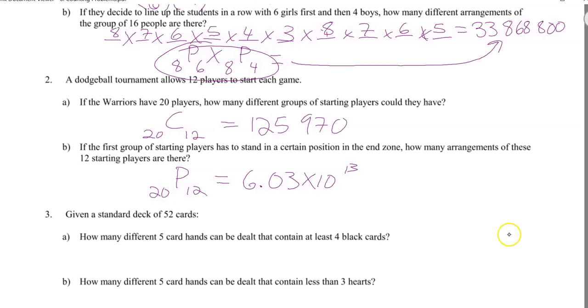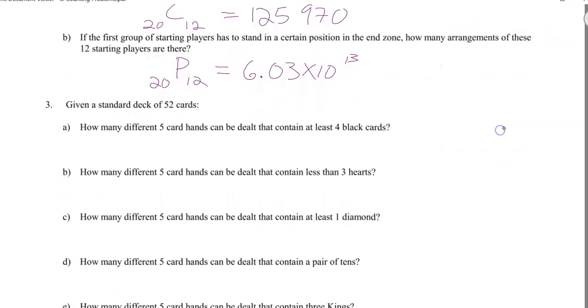Cards. Given a standard deck of 52 cards, how many different 5-card hands can be dealt that contain at least 4 black cards? So again, let's think about what is at least 4 black cards. So 4 black cards or 5 black cards.